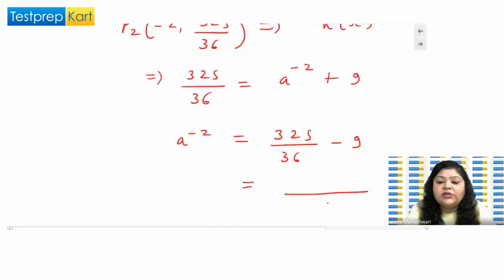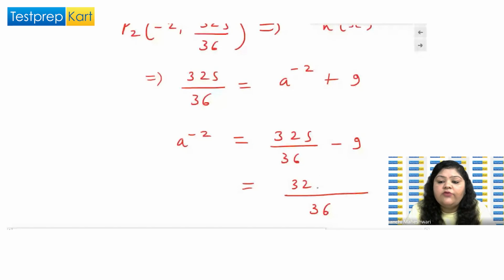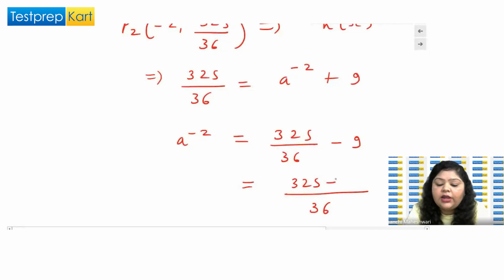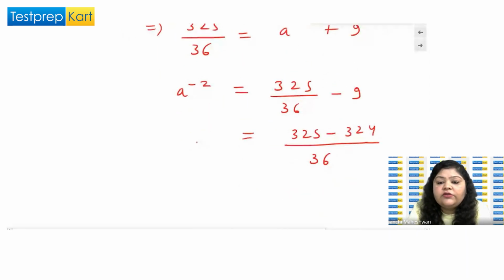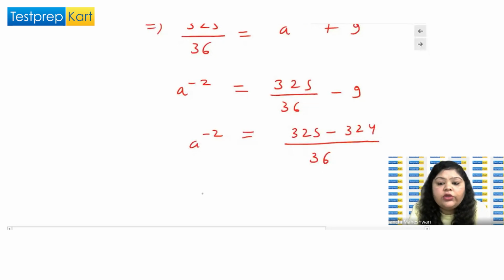So just take the LCM as 36. So it would be what? It would be 325 minus 36 into 9. So let's just do that in the calculator. So it would be what? 324. Now just simplify that. So see, this is the value of a power minus 2. So can I say a power minus 2 would be what? 1 upon 36. It would be that much.